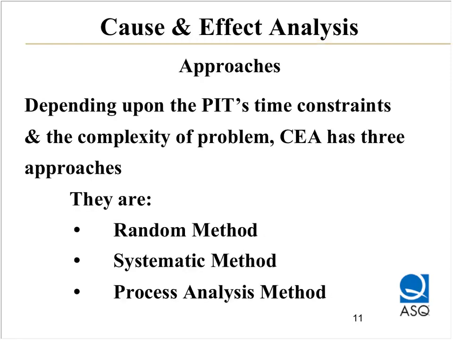There are a number of approaches to doing a cause-effect analysis, and they depend on the process improvement team's time constraints and the complexity of the problems that they face. Depending on these two concerns, cause and effect analysis has 3 approaches, all 3 of which are discussed in the webinar on cause and effect analysis. They are the random method, the systematic method, and the process analysis method.